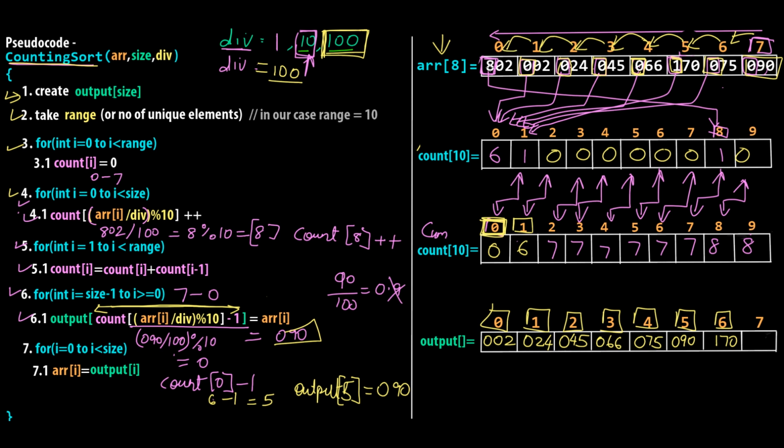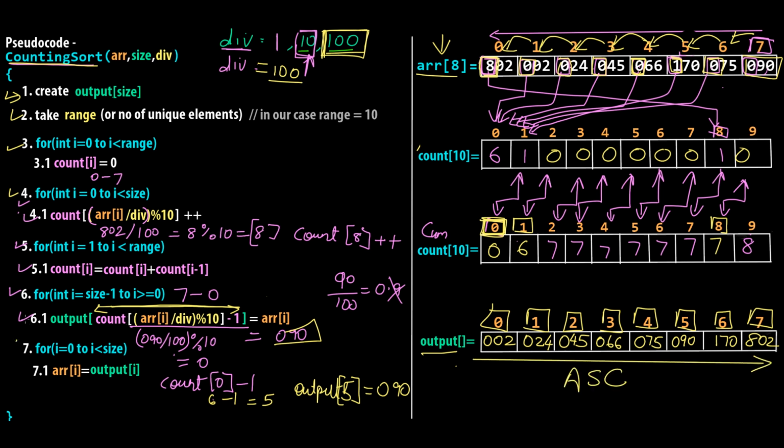And then coming to the last element, or the first element basically in the input array, we take 802. We take the first digit, we come to the 8th index position in the count array, the value here is 8. We decrement it by 1, so it becomes 7. And at the 7th index position is where we store 802. So after 6 and 6.1, this is the output that we get. And now if you observe, this output is properly sorted in correct ascending order.